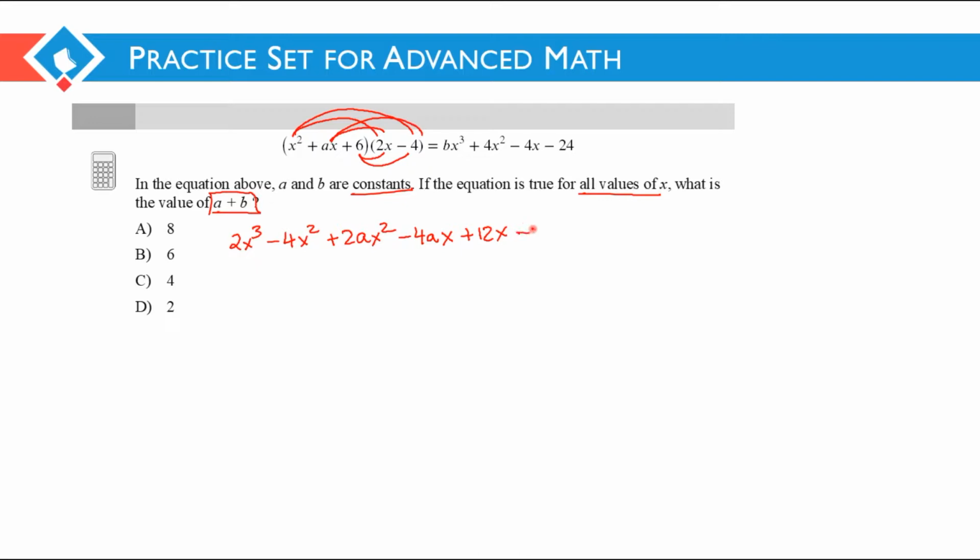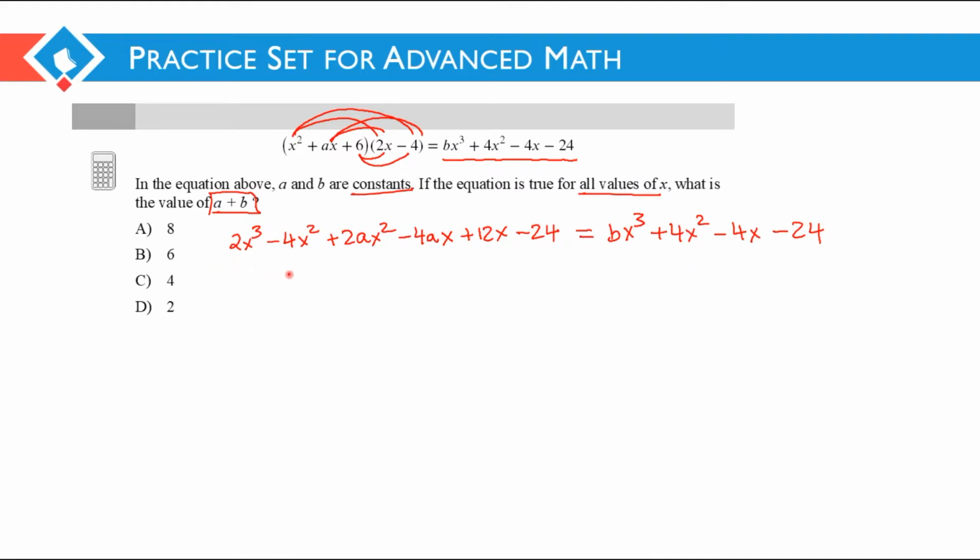And then the final step here will be 6 times negative 4, which is going to be minus 24. And that distributes the left side of the equation, and that's going to be set equal to this right side of the equation here, which is going to be bx cubed plus 4x squared minus 4x minus 24. And so we can see here that there are similarities.